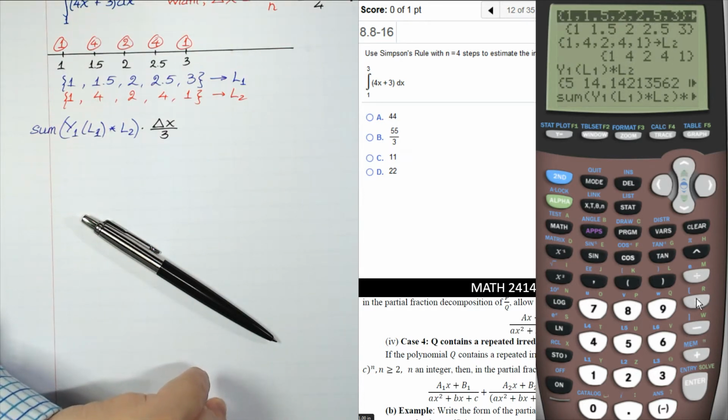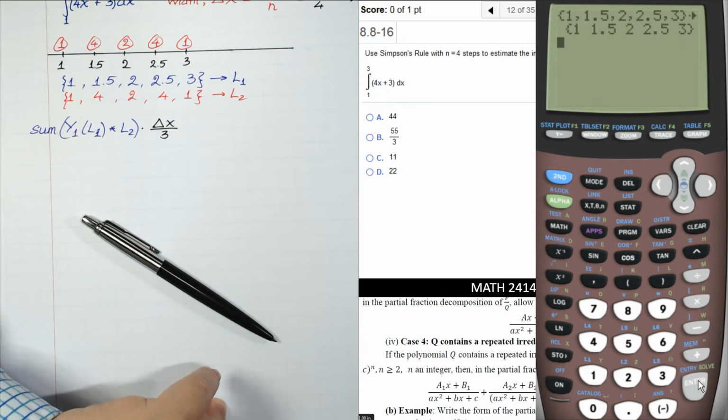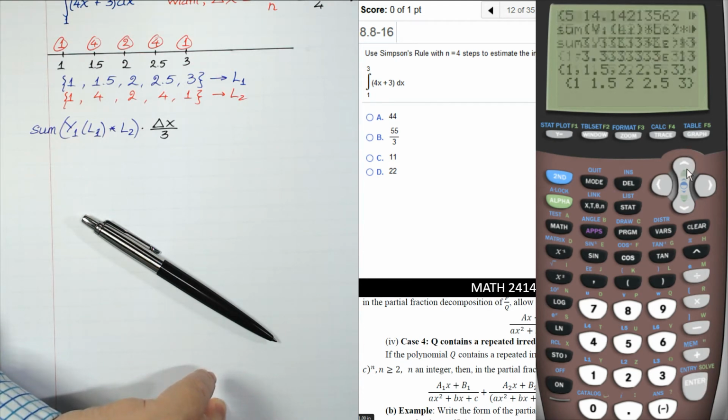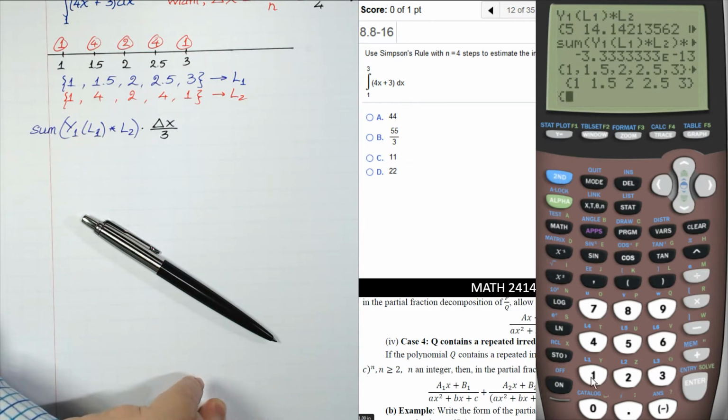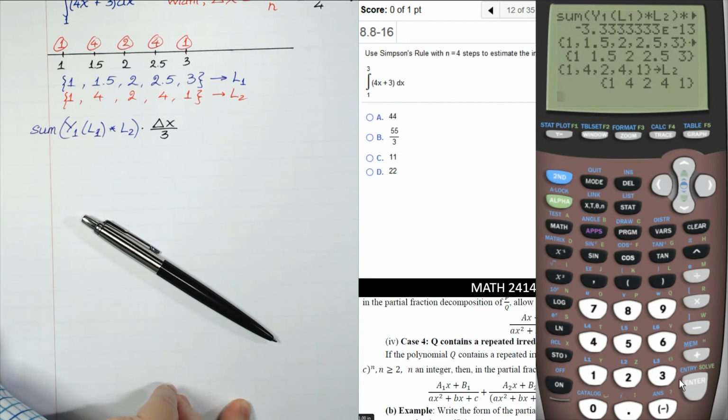Alright, that is list 1. Good. Now list 2. I just do that again. 1, 4, 2, 4, 1, close. Store into list 2. And then alpha trace y1 times L2.